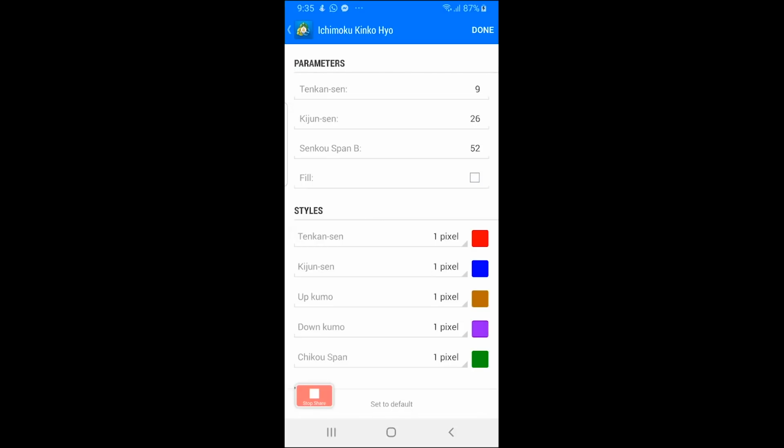Are these settings only for the GBP? No, the cloud stays for all the pairs. Okay. And then you click on done.